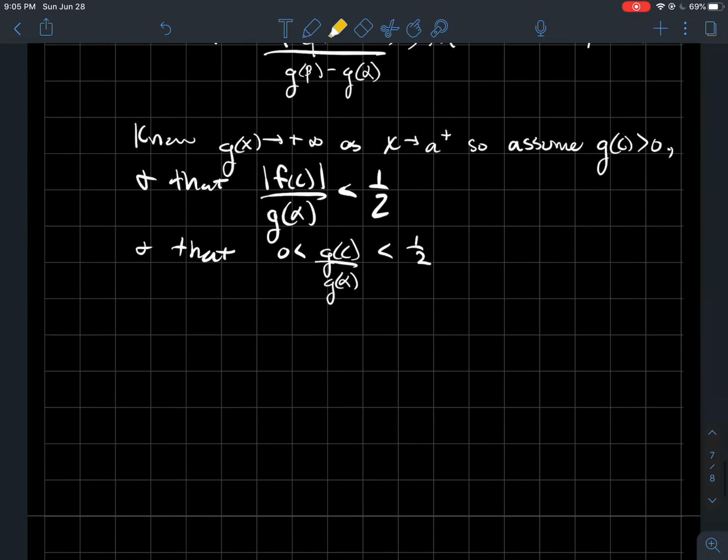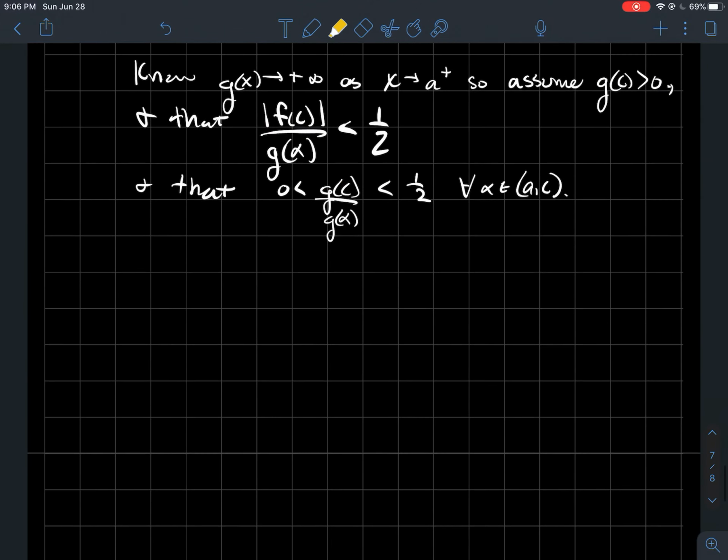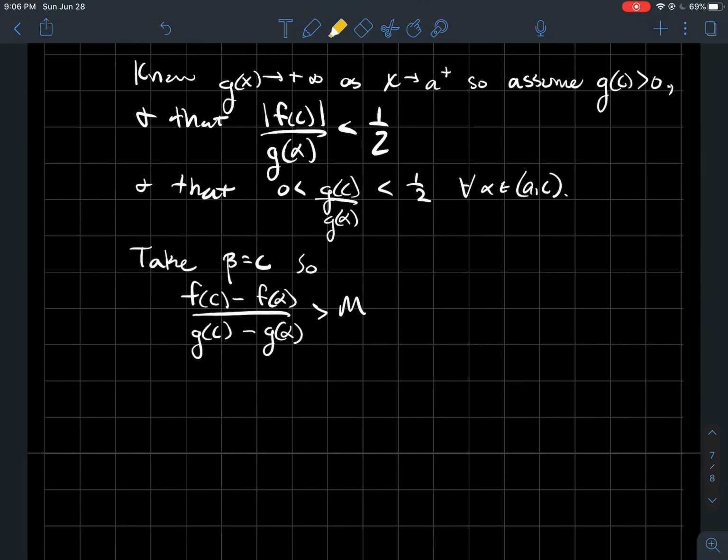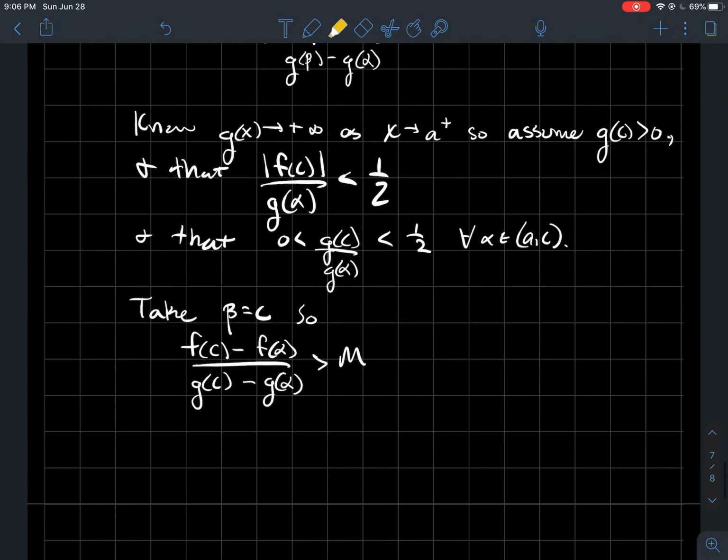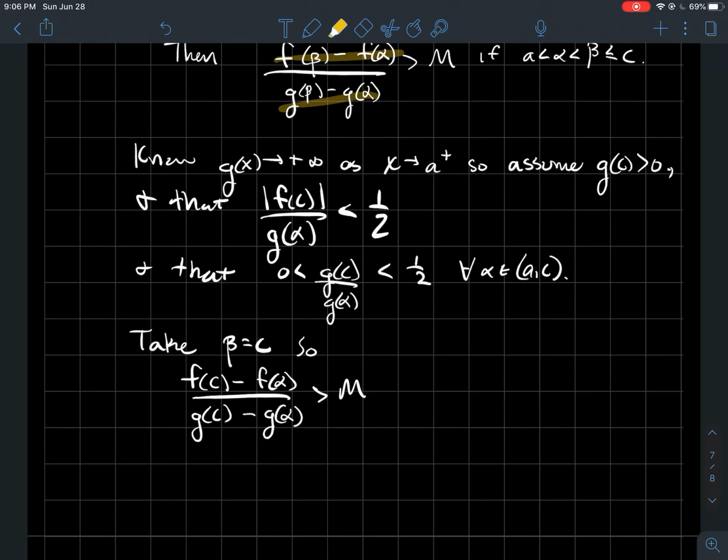And what else? I'm also going to make sure c is chosen close enough to a so that g of c over g of alpha is between 0 and a half. All of these things can be accomplished as long as I just move c close enough to a. Alright, so that happens for all alpha between a and c. And now let's think about this Cauchy mean value looking thing when beta is actually equal to c.